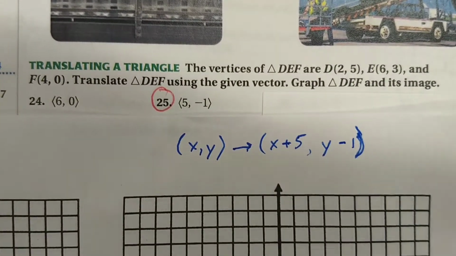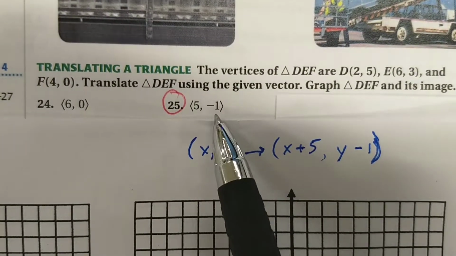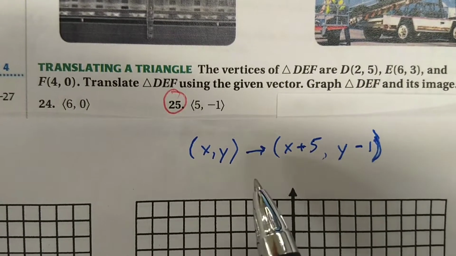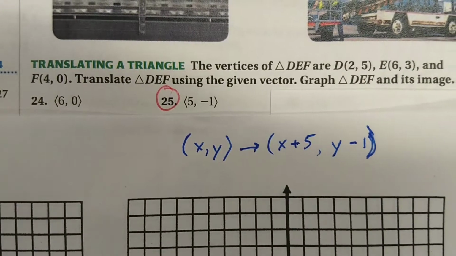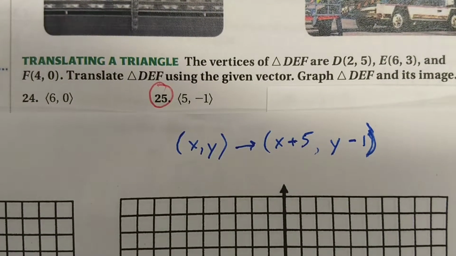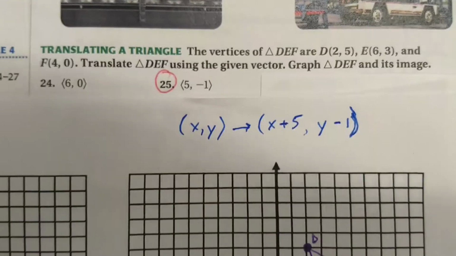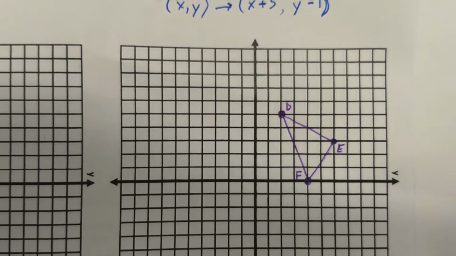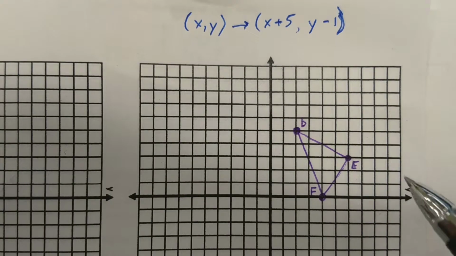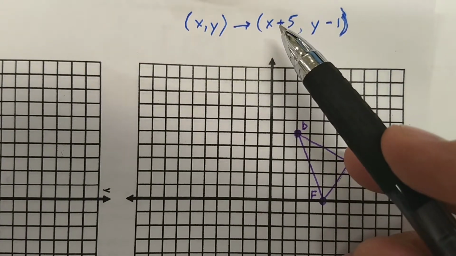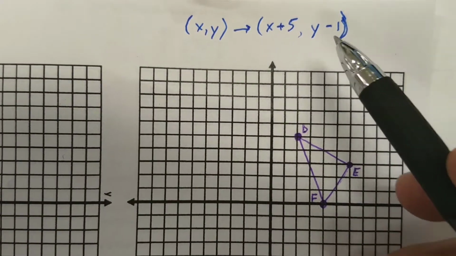which is a -1. So this vector of (5, -1), or writing the translation rule like this in this type of notation, those mean the same thing. So however you want to think of it is fine. That's going to allow us to take the points on triangle DEF and slide them in that direction. We're going to take every point and move it 5 to the right and 1 down.